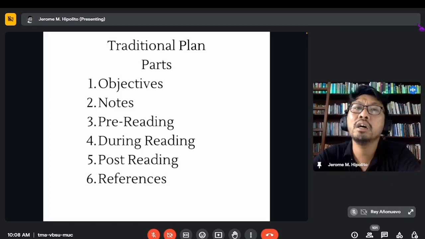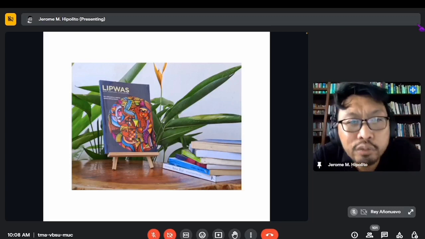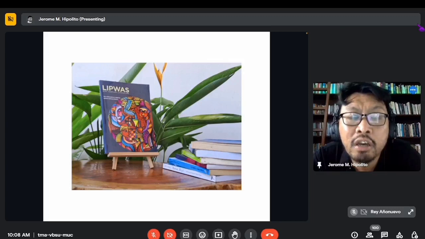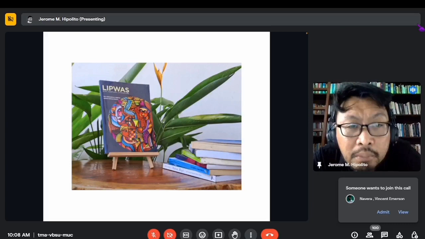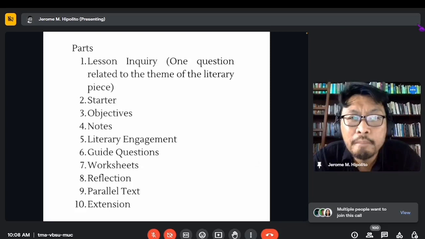Okay? And then we have Lipwas. Yung sa Lipwas naman, it's the reference for 21st century literature. This is the newer one. Again, still by Dr. Santos, Paz Verdades Santos. She is a retired professor of De La Salle University and Ateneo University, while Ma'am Marifa Prado is still a professor of the Ateneo de Naga University. Okay, so what are the parts of Lipwas? Lipwas makes use of these terms to refer to parts.